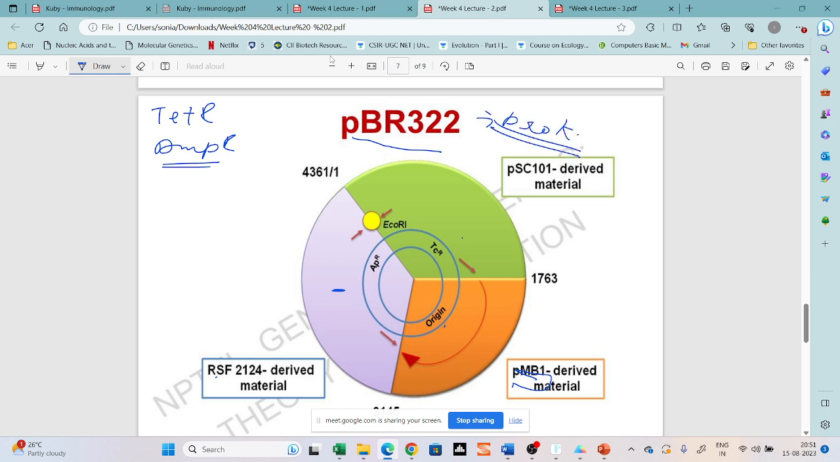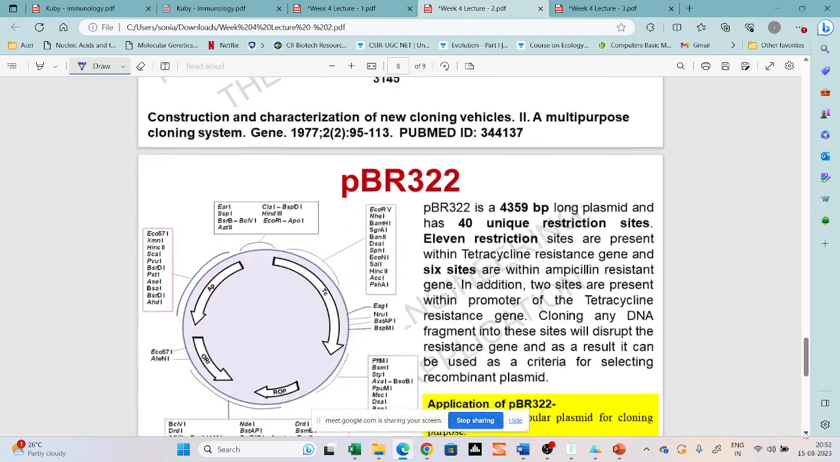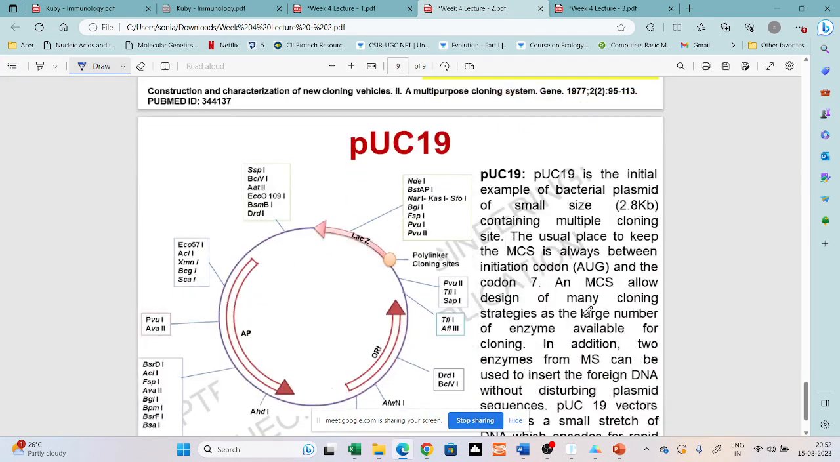So it is a prokaryotic vector, that means it cannot clone eukaryotic genes. It can only clone prokaryotic genes. Then the next vector which was made after pBR322 is an even more modified version of pBR322, which is pUC19. UC means University of California. This is the full form of pUC: plasmid, University of California. This vector was made at the University of California.